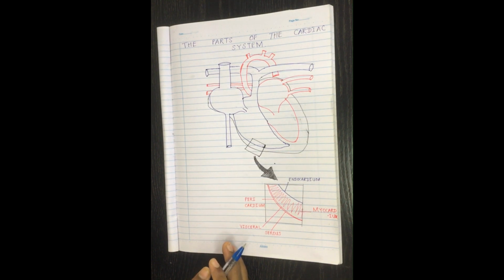Pericardium is made of 2 layers: visceral and serous. I have mentioned it. Visceral means that if it's attached to the organ, we call it visceral. So this is the visceral pericardium, the outer layer of the heart, and the inner layer is the serous pericardium. In between the endocardium and pericardium, there is another layer called the myocardium. Myo means muscles, so this is made of muscles.